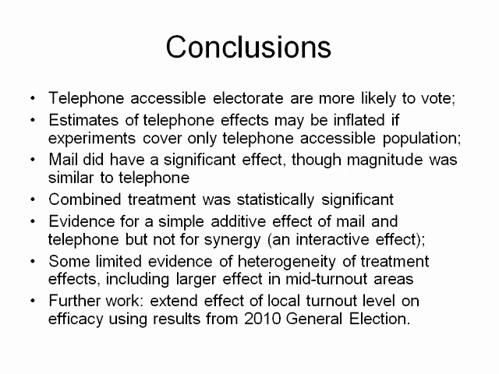Obviously there is heterogeneity lying behind this. The telephone accessible electorate is more likely to vote. This is the attack on me, by the way. The estimates of telephone may be inflated if they only cover the telephone accessible population. Our big finding is that mail had a significant effect. The magnitude was similar to telephone. The combined treatment effect was statistically significant. There is evidence for an additive effect of mail, but not a synergy effect. There is some limited evidence of heterogeneity of the treatment.